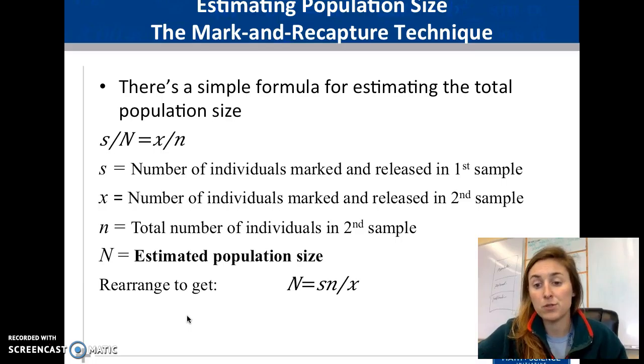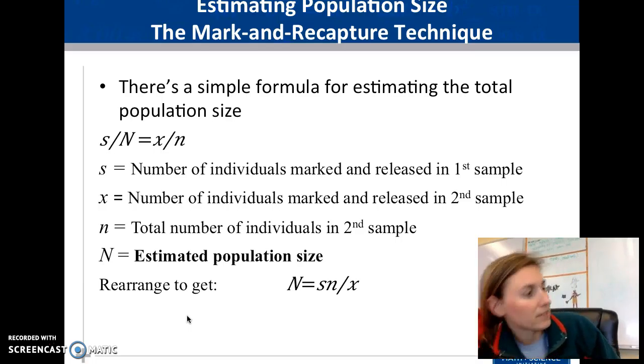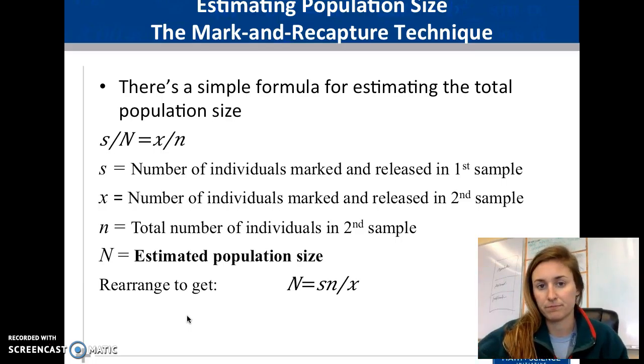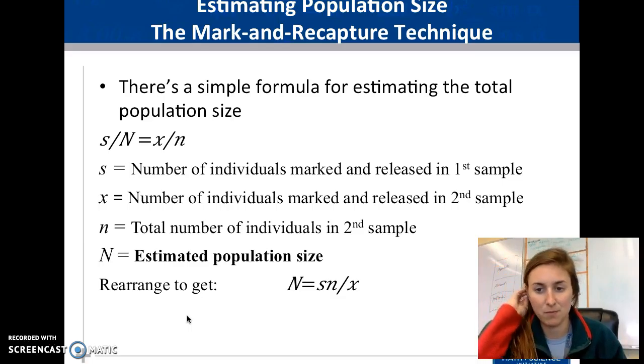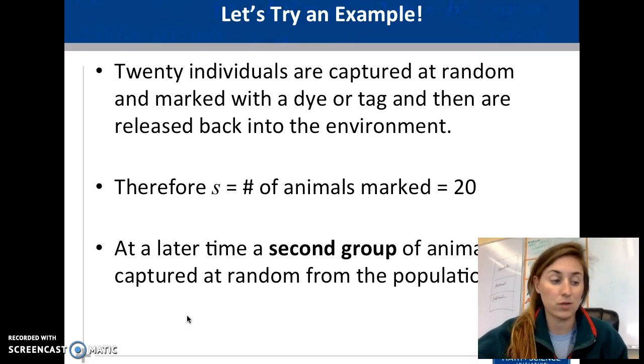Don't worry about being able to do this math. I've never seen it on an AP question. Knock on wood. Now that I said that, I feel like it's going to pop up. But we'll talk about this if you want to talk about it.